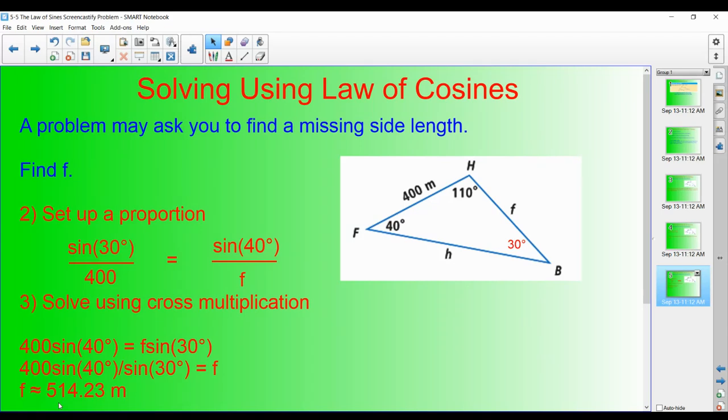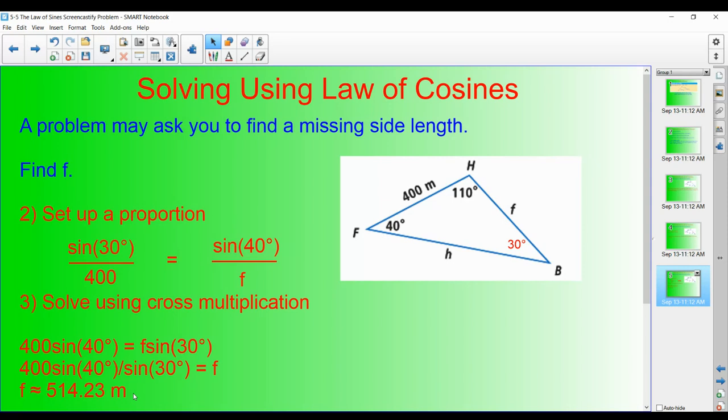Now make sure you are in degree mode when you're entering degrees. Make sure you use your parentheses correctly, and to check our answer, the smallest angle should be opposite the shortest side. The medium angle, so 40 is bigger than 30, so f has to be bigger than 400. It is, and therefore we get our answer.